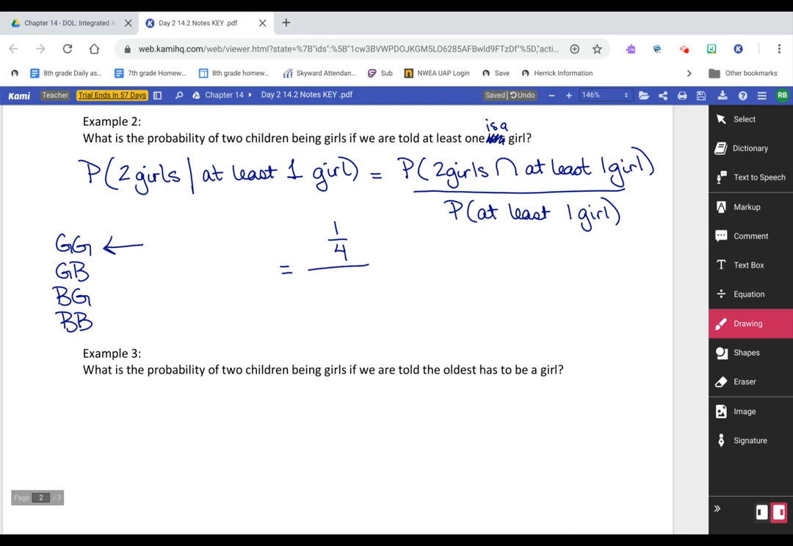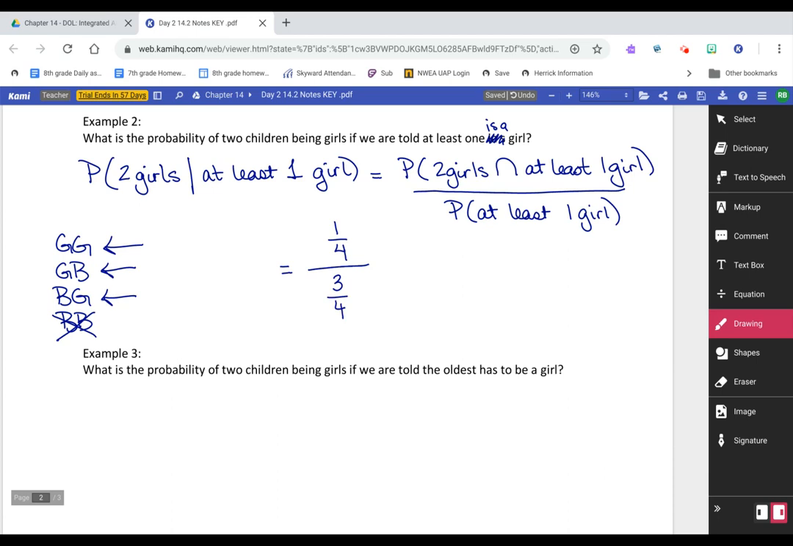Now, for our denominator, we need the probability of at least 1 girl. Okay, well, there's more options here. This top one for sure. The second one is a girl, boy. Yeah, at least 1 girl. The third one is boy, girl. Yep, there's at least 1 girl. And then the bottom option, that's not a possibility because there are no girls there. So the denominator would be 3/4.